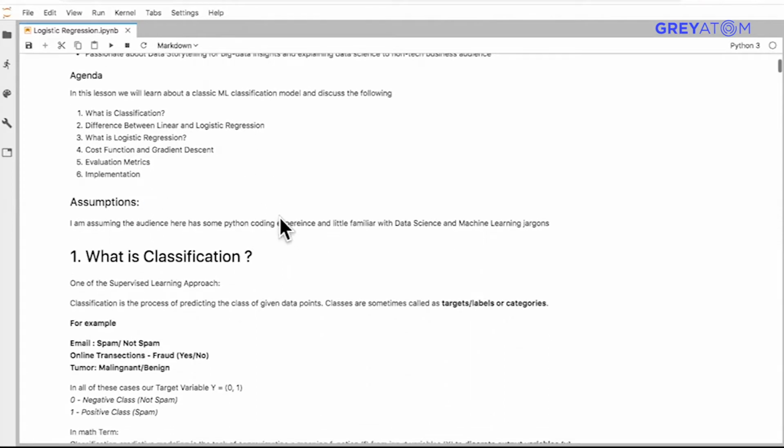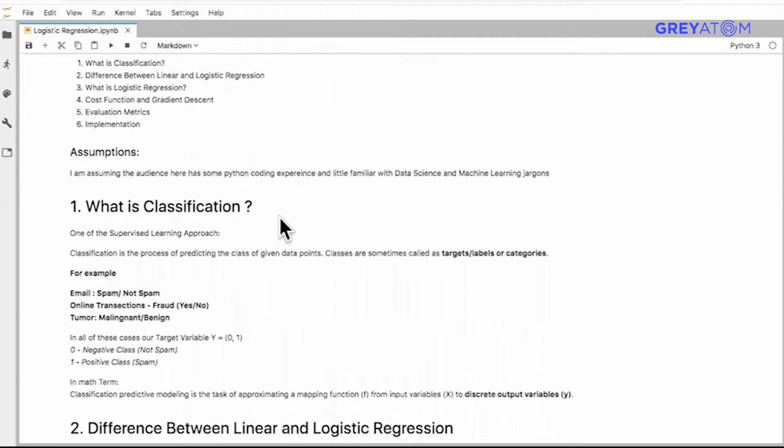A short note: it's my assumption that the people on the webinar have some Python coding experience to follow along with me in the notebook, and that you are a little familiar with data science and machine learning jargon. If you're completely new and unable to follow, send me a message in the chat box, and if time permits, I might explain something about the concept we're talking about. So, all good? Are you feeling some excitement about the webinar?